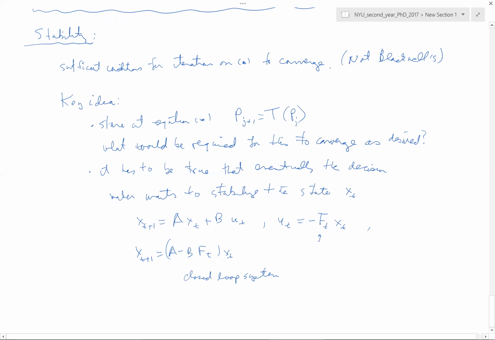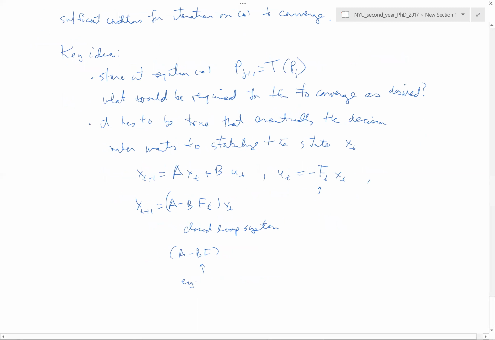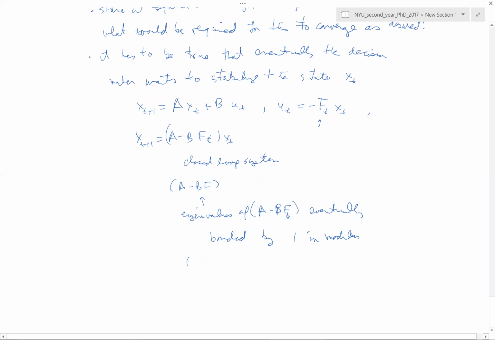So now I stare at this and I'll erase this. Well, I stare at this and I say, look at this thing. If this thing has eigenvalues greater than 1, x_t is not going to converge. It's going to blow up. So what I want to happen is that the eigenvalues of A minus BF, eventually I want them to be strictly bounded by 1 in modulus. Otherwise, x_t will diverge. And, you know, that might be the solution.